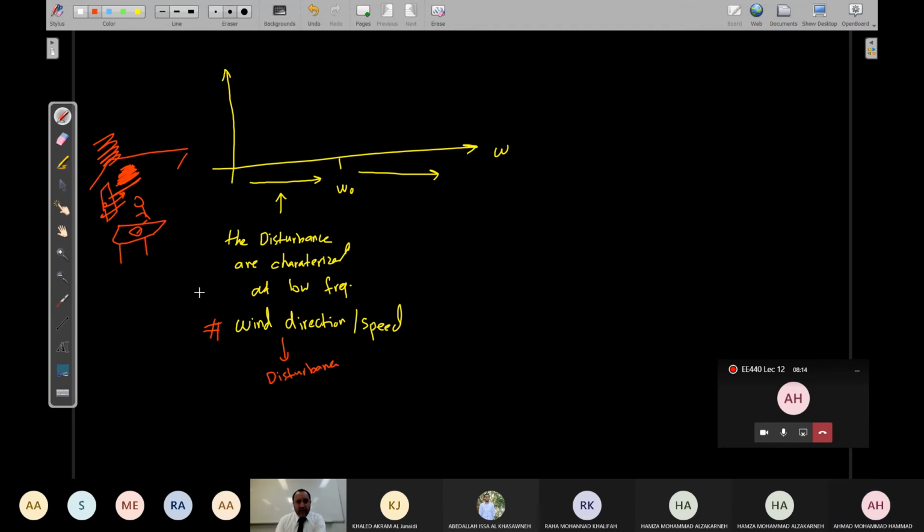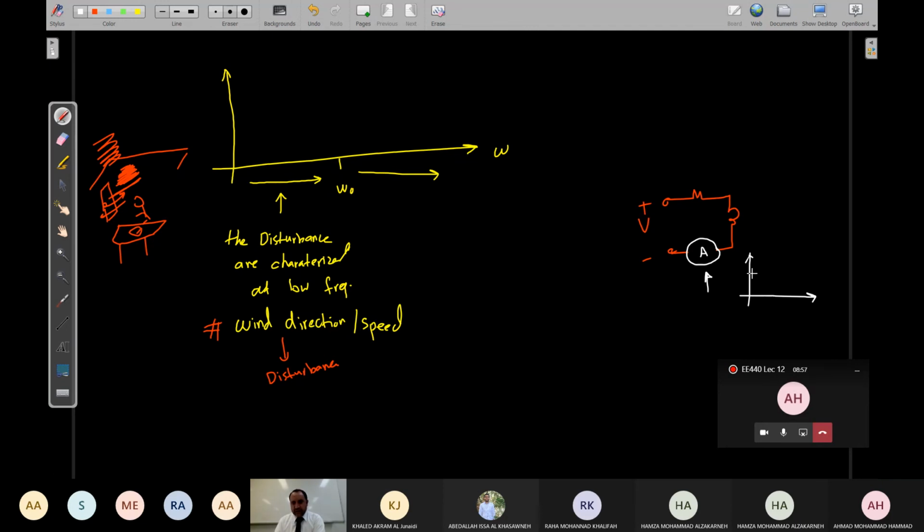Okay, another thing. While you are measuring a signal, let's assume that this is an RLC circuit, and I'm measuring the voltage or the current. Let's assume I'm measuring the current. For that, I need to use a meter. Let's assume that I'm measuring the current here. Now, does the measurement have a noise or a disturbance? Noise.